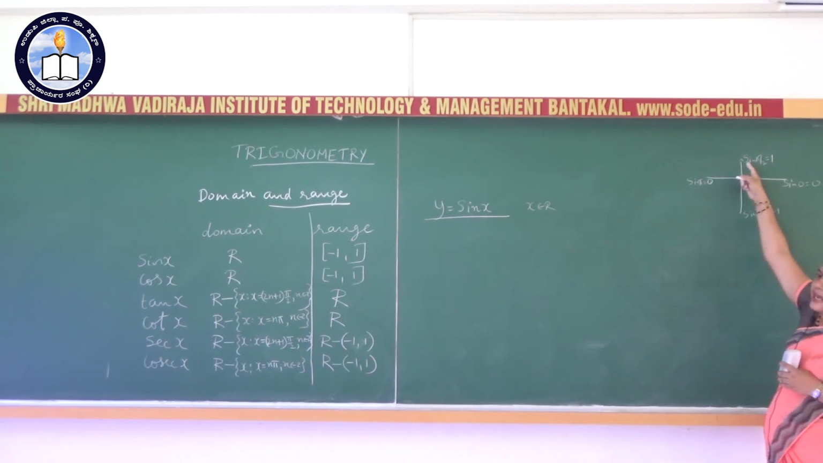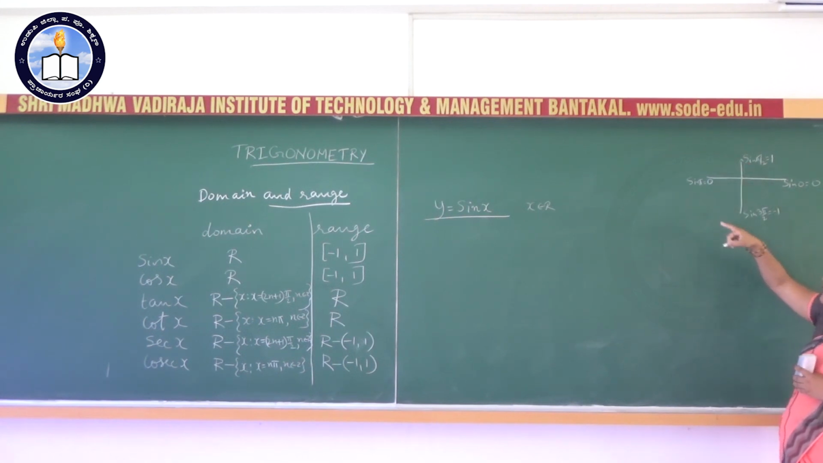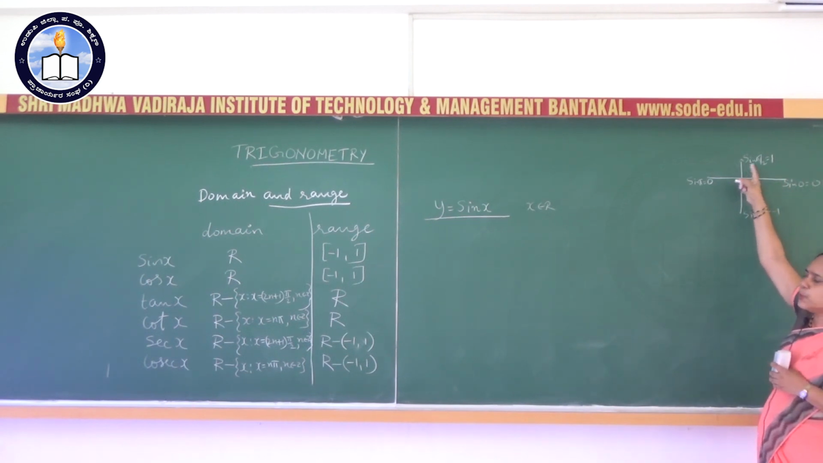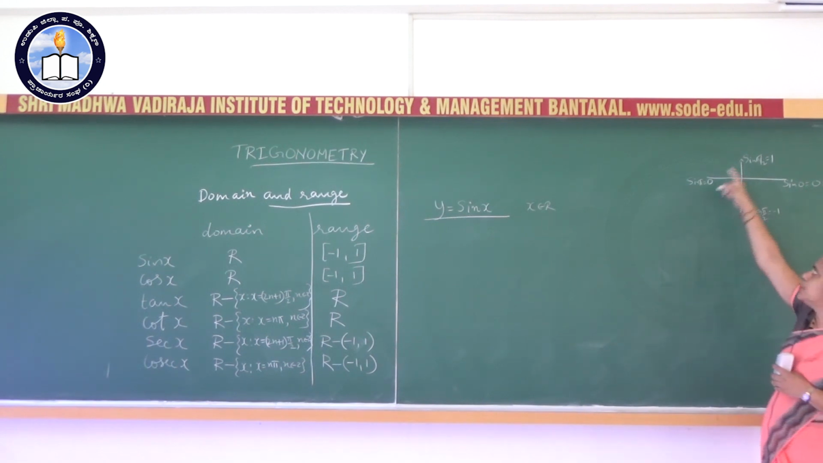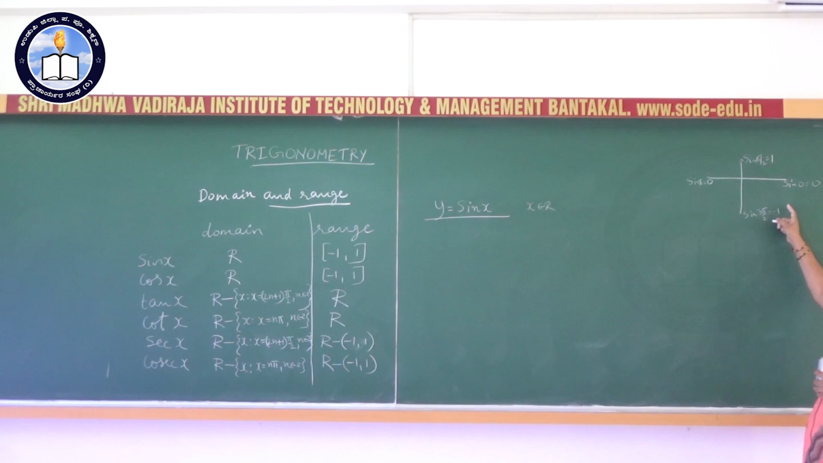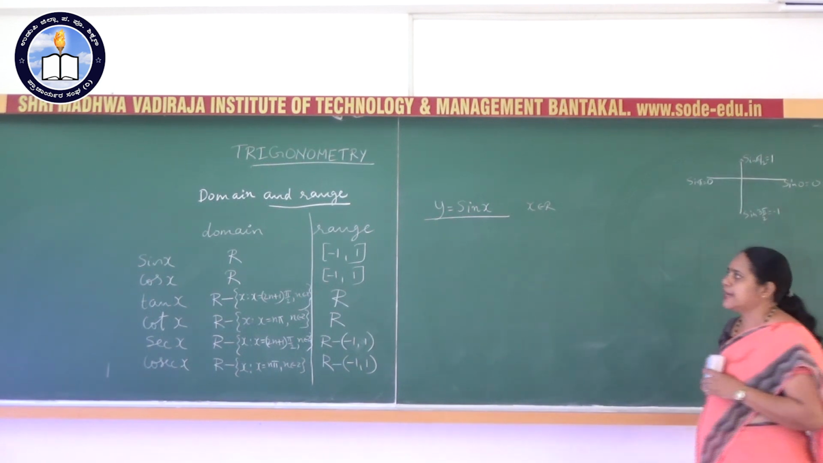Sin 0 is 0, sin pi by 2 is 1, sin pi is equal to 0, sin 3 pi by 2 is minus 1, sin 2 pi is equal to 0, sin 5 pi by 2 is 1, sin 3 pi is 0, sin 7 pi by 2 is 1, sin 4 pi is equal to 0. So the same values repeat for the intervals 0 to 2 pi, 2 pi to 4 pi, 4 pi to 6 pi, etc. Similarly, the same values repeat for the intervals 0 to minus 2 pi, minus 2 pi to minus 4 pi, minus 4 pi to minus 6 pi, etc.